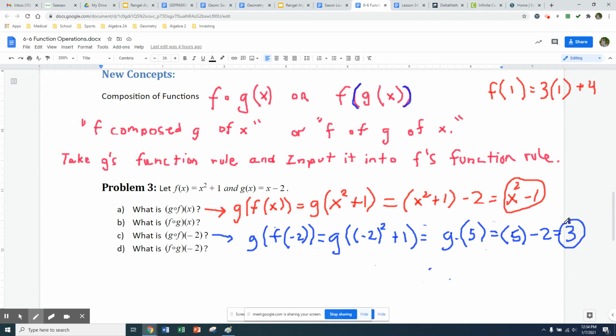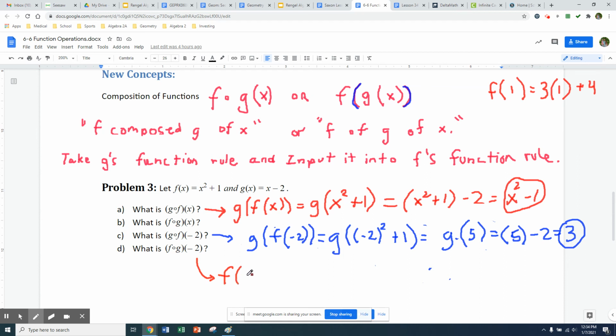So all in all, after composing -2 into both functions, I get -2 into the f, I get 5. I put 5 into the g, I get 3. So there's going to be my complete composition of functions. Just like above, when we flip it the other direction, f composed of g, we're going to get a different answer. So let's see what we get here.